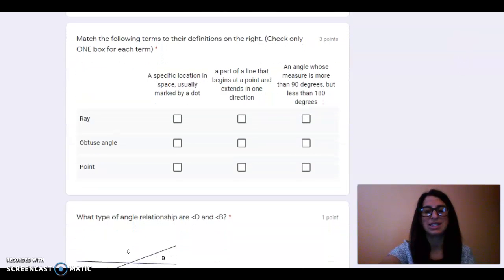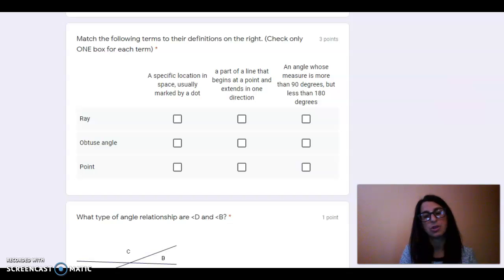Next set, again exactly the same. Our words are ray, obtuse angle, and point. You're matching each of those terms to the definitions. Check only one box for each term. Very important. So ray, a specific location in space, usually marked by a dot, a part of a line that begins at a point and extends in one direction, or an angle whose measure is more than 90 but less than 180 degrees.